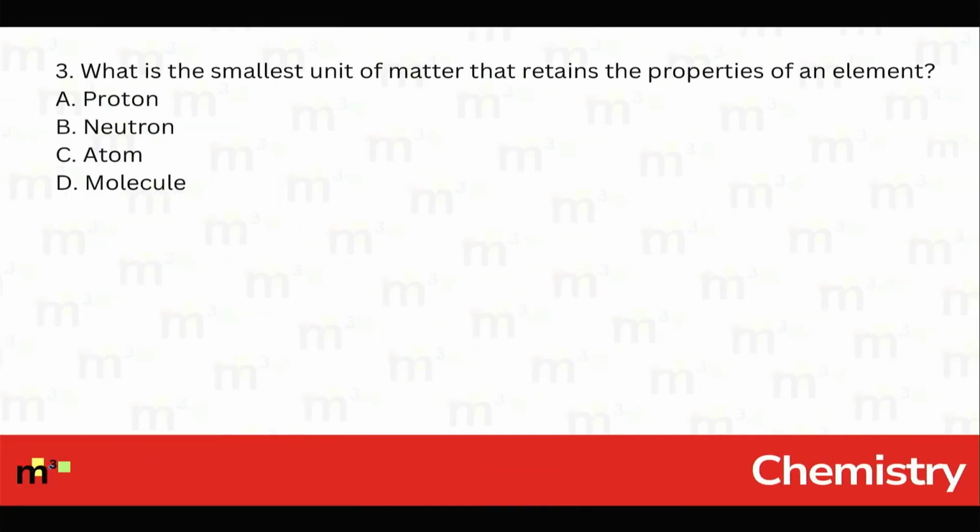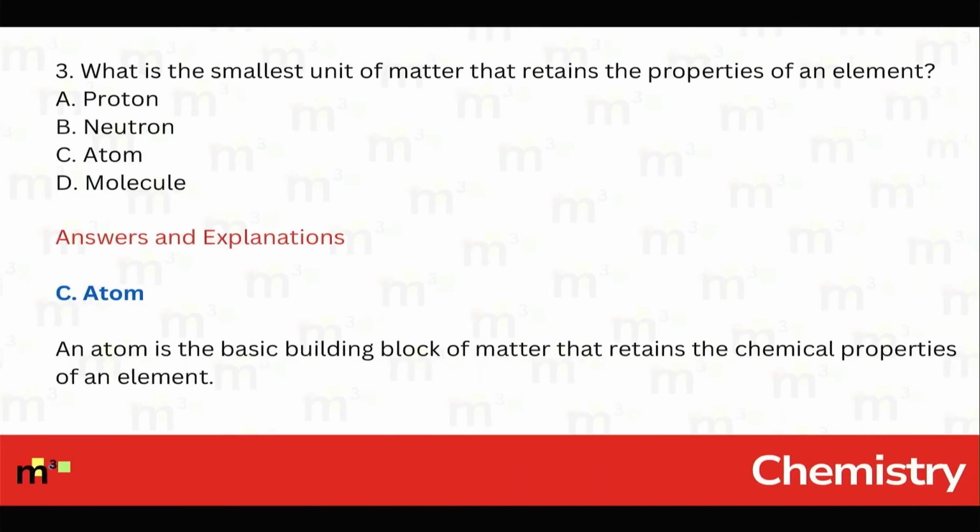Next, number 3. What is the smallest unit of matter that retains the properties of an element? A. Proton, B. Neutron, C. Atom, or D. Molecule? The answer here is C. Atom. An atom is the smallest unit of an element that retains its chemical properties.